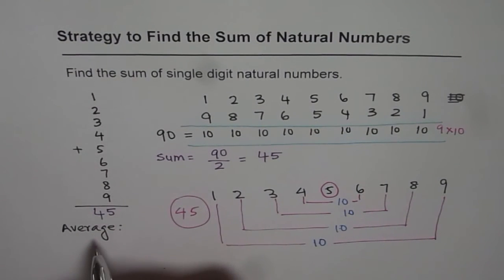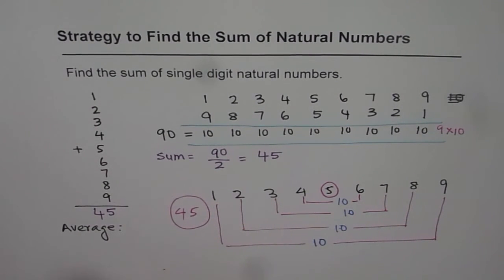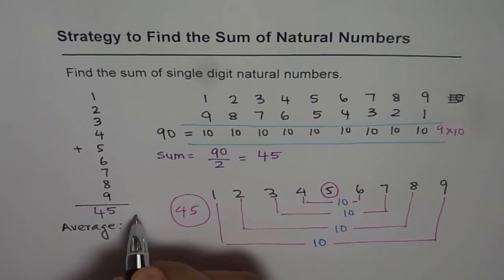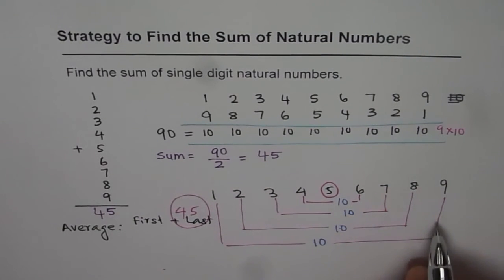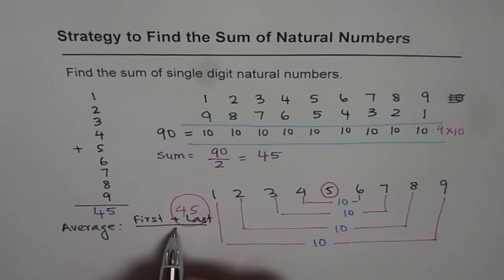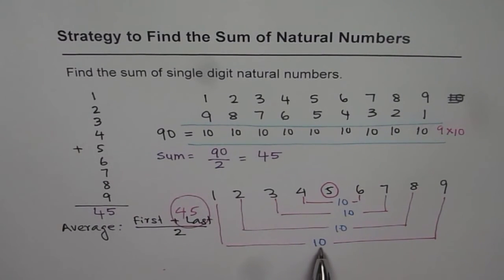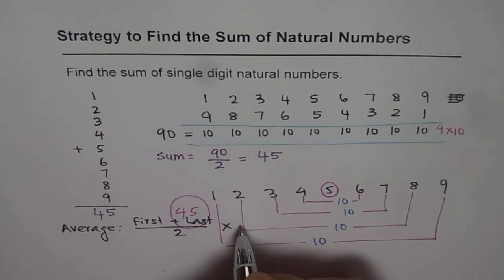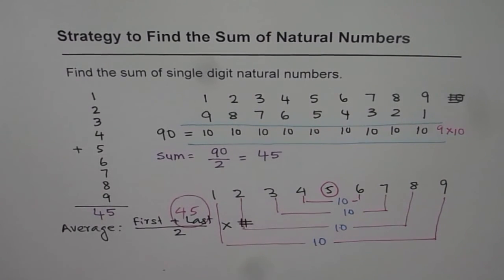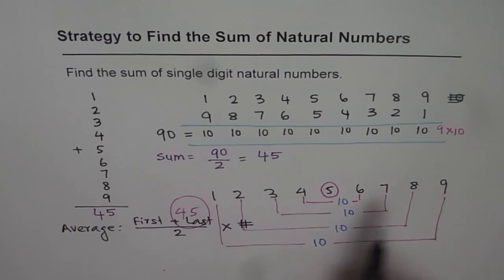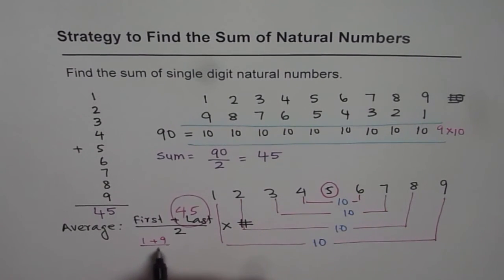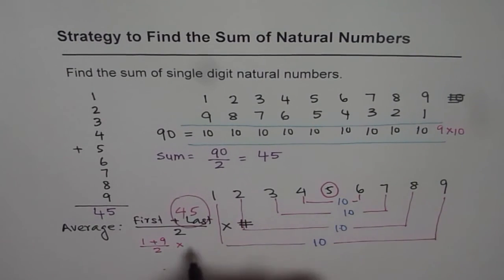Wow. So what we can do is find the average. That means we add the first number plus the last number, right? This is what we did. Added first and last, and then divide this by 2. So if I divide this by 2, I get 5, and then multiply everything by the number of numbers, right? So we write the number of numbers, which I'm putting with this hash. So we have 9 numbers here, right? Okay, so first and last is 1 plus 9. So we get 1 plus 9 divided by 2 times 9.